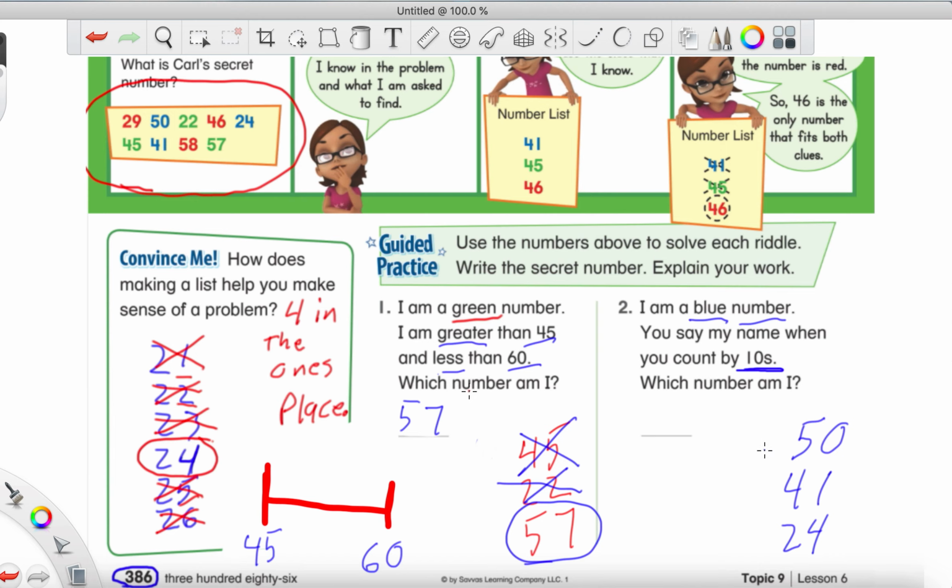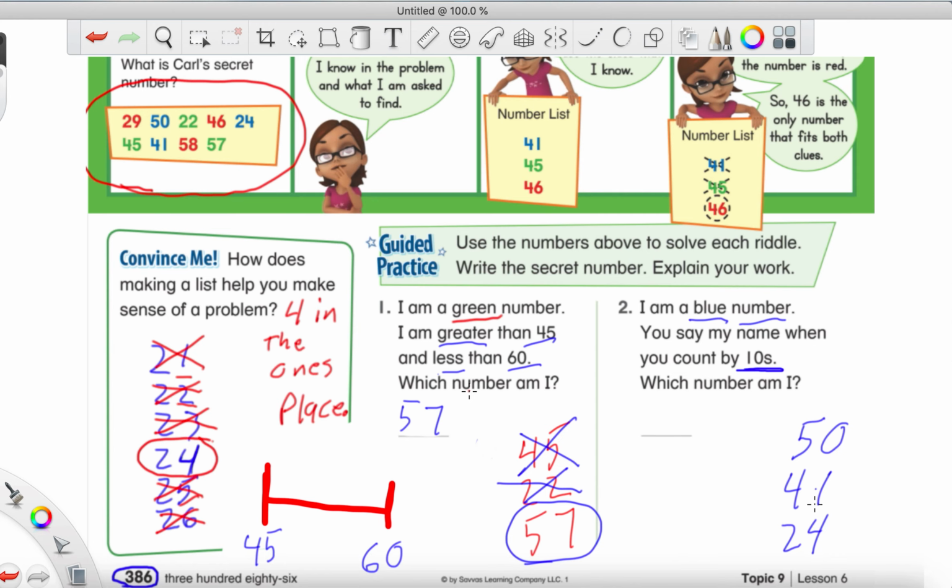So we're going to go through each number and see if we say its name when we count by tens. Okay, so for 50, well, let's think about it real quick. Let's go ahead and count this out. 10, 20, 30, 40, 50. We did say its name when we counted by tens just then. So we're going to leave it alone for now.